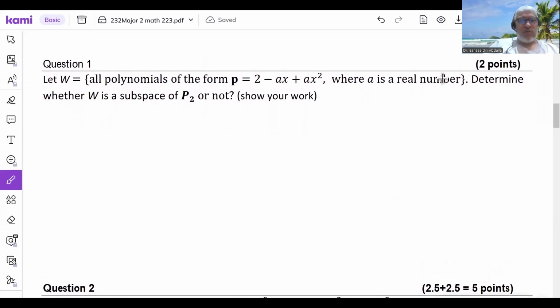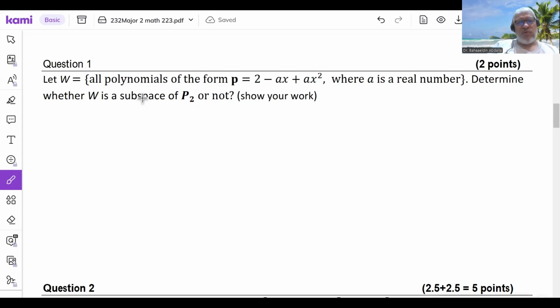The first question: W is defined to be all polynomials of this form, where A is a real number. Determine whether W is a subspace of P2 or not. Well, P2 is a vector space that consists of all the polynomials of degree less than or equal to 2.